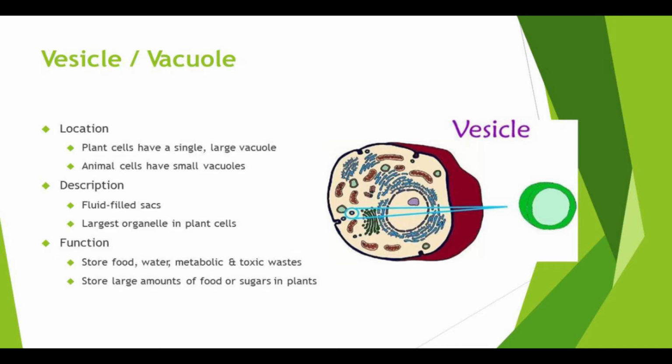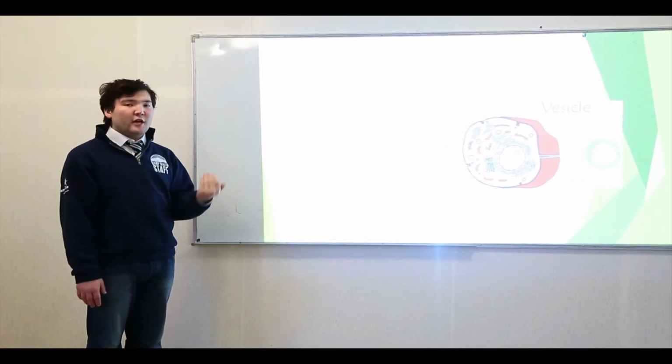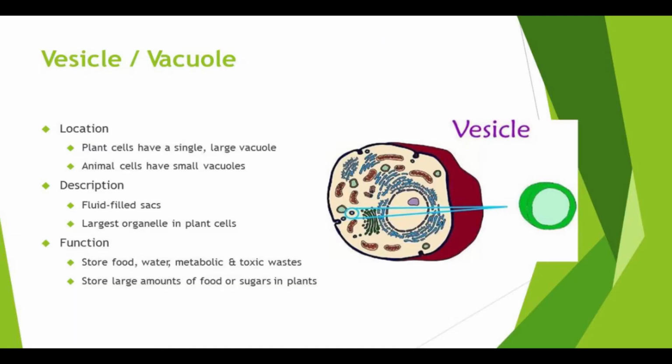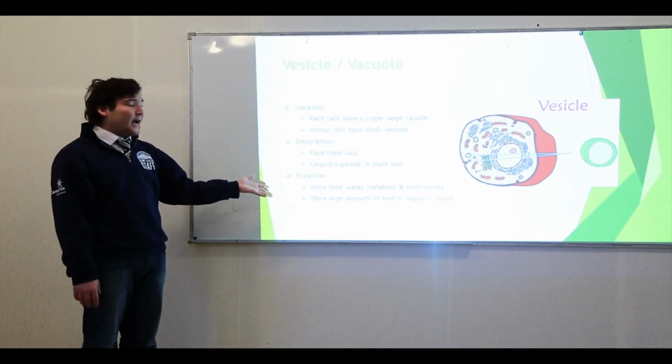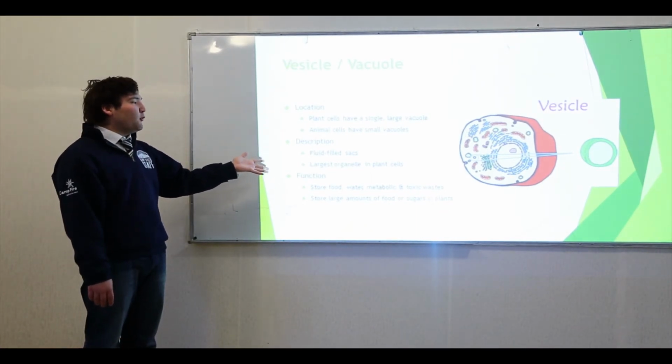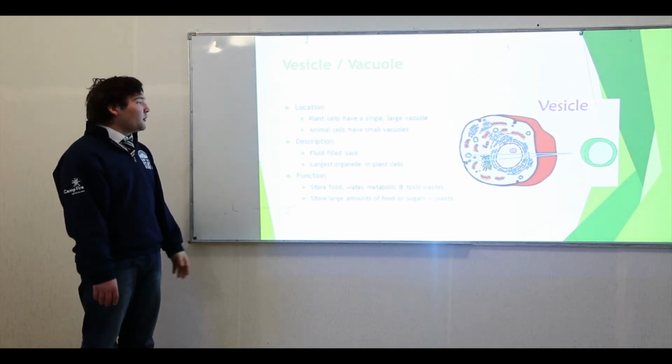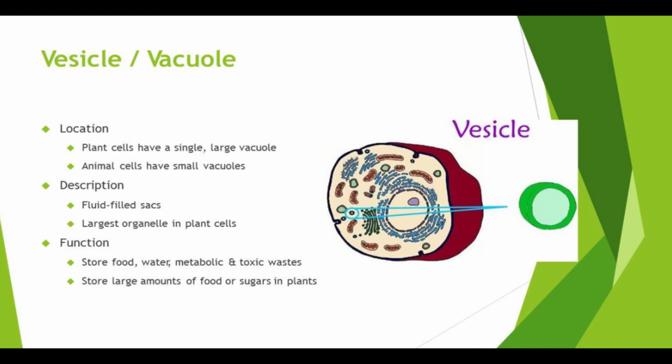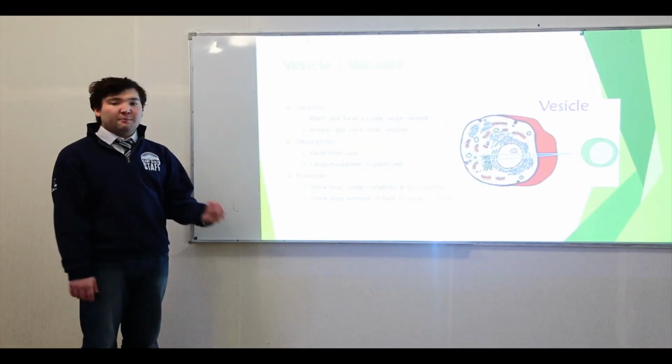Next. So, let's talk about the vesicle or vacuole. Vacuoles are found throughout all eukaryotic cells, plants and animals. However, plant cells have a single, large vacuole, which is even bigger than the nucleus itself. Animal cells have small vacuoles, and there are a lot of them. The description of the vacuole is that it's a fluid-filled sac, and as I mentioned before, it's the largest organelle in the plant cell. The function of the vacuole is that it stores food, water, and metabolic and toxic wastes in all cells. It is also used to store large amounts of food or sugars in plants.